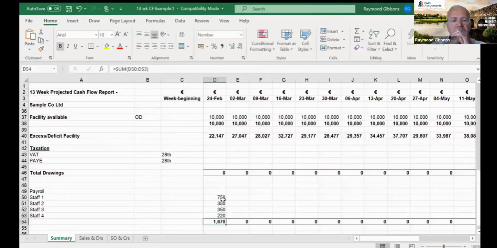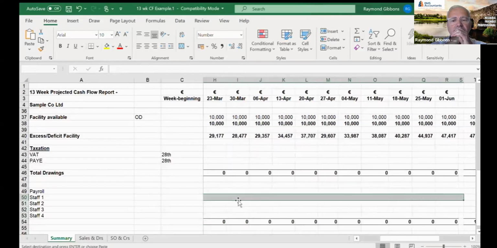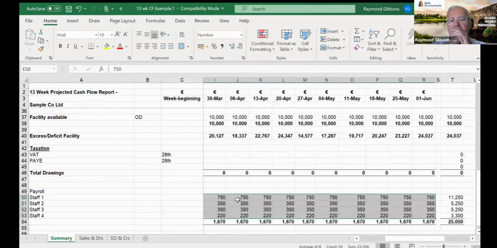Now these are fixed amounts. So we can copy these across for the next 12 weeks. And we've updated the cash flow with our 13 weeks wages. These amounts will now be in the main body of the cash flow, which we'll see in a moment.